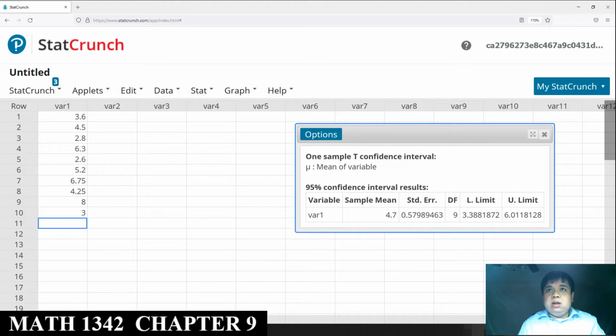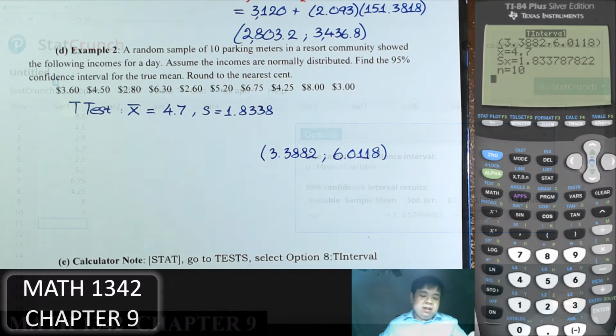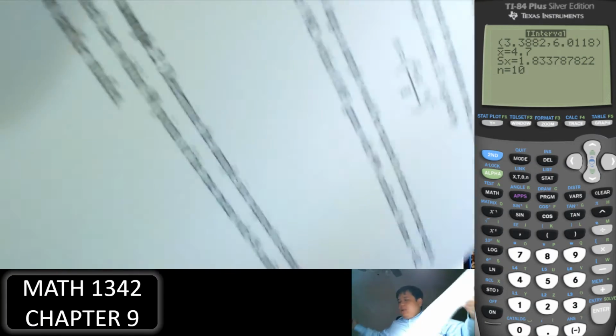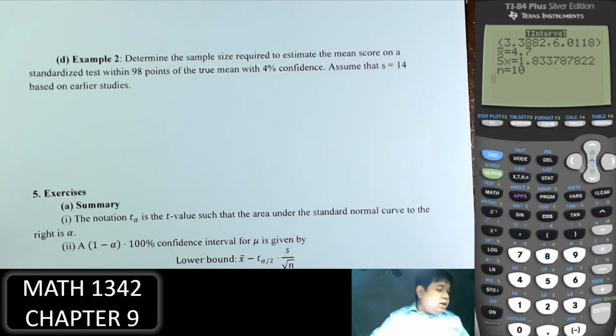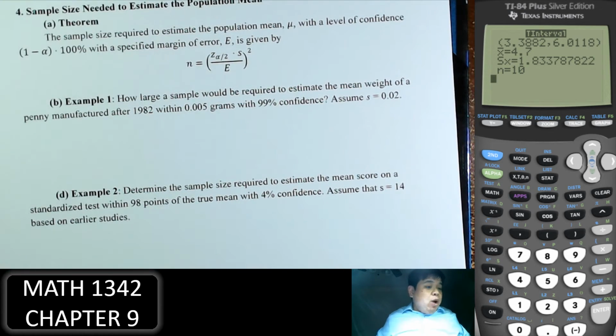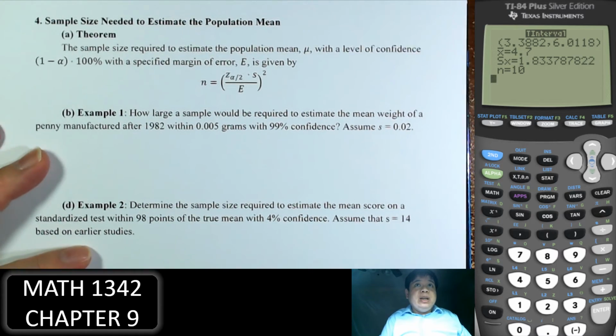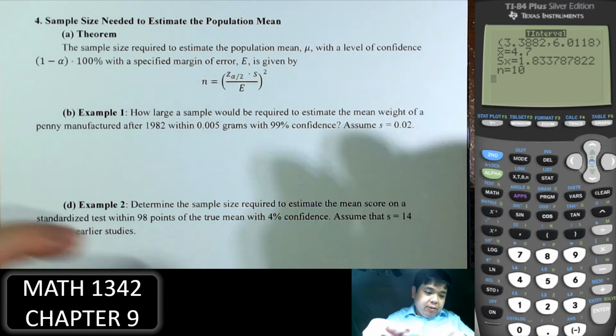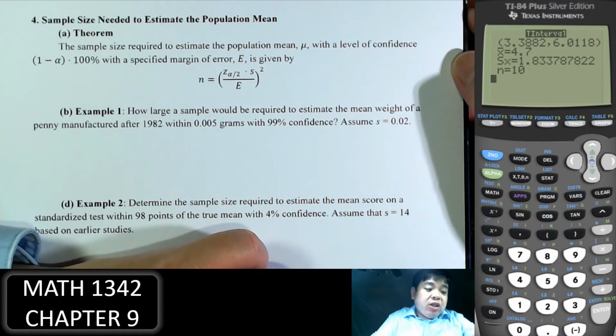Right, so that's exactly what we have with the lower and upper limit. So this is the answer for the confidence interval. Pretty much just like that. Now this will be similar to what we had earlier. Let's say if we have a margin of error, how many do we need to survey? That is the question about the sample size.